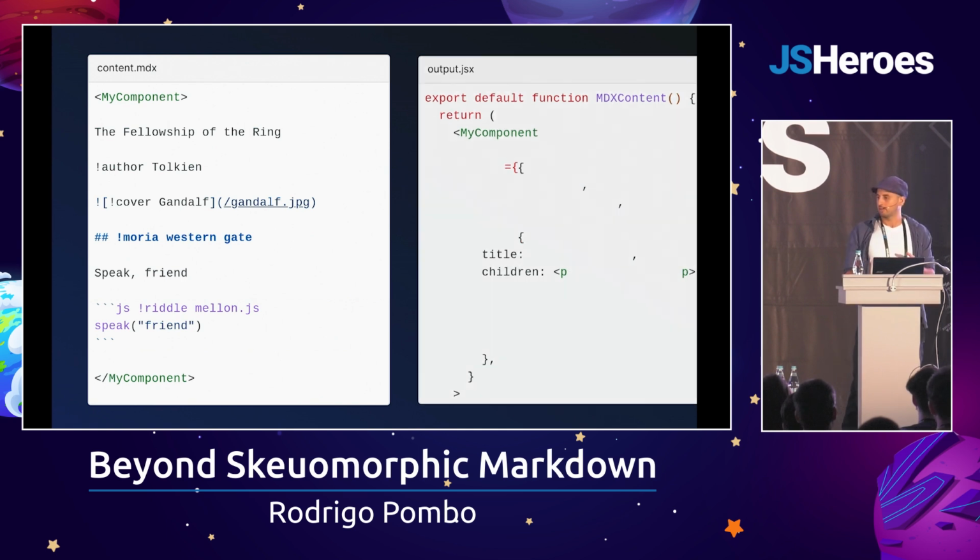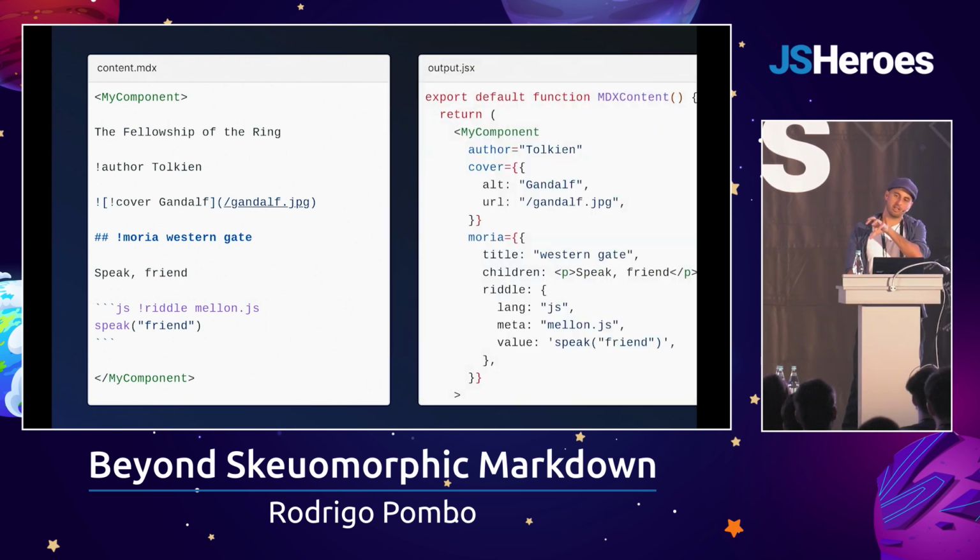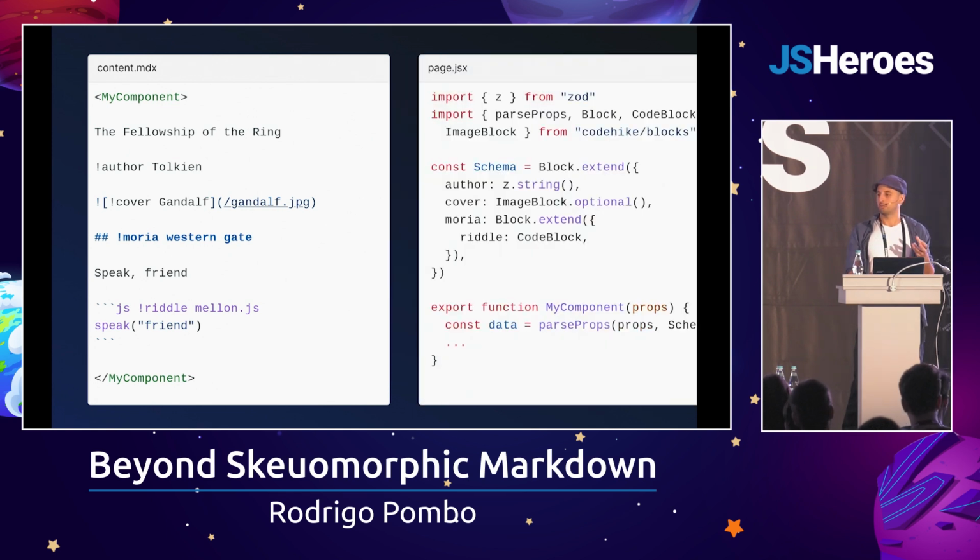And the other thing, this is the output you get from the MDX. But when you then use it in your component, you can define a schema. The schema is how you expect the content to look, right? So here we have a schema that says that I need an author, a cover image, and a block with a code block inside.